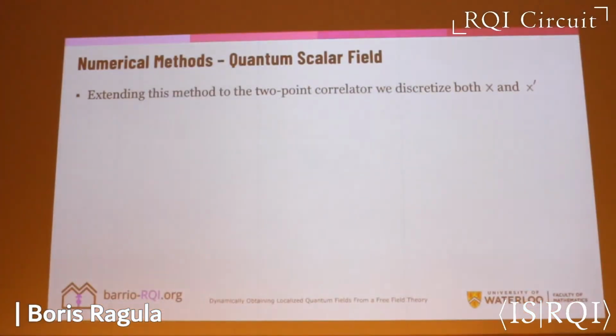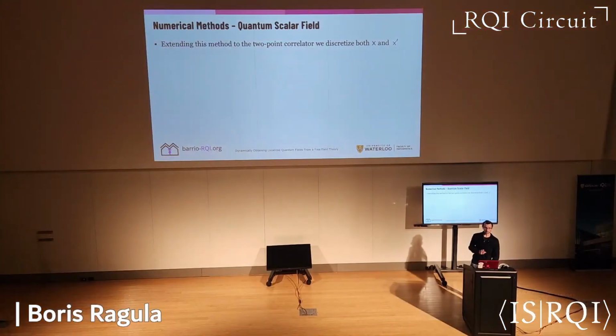So with that, we extend this method to the two-point correlator, and we discretize now both of its arguments. So we discretize x and x prime, and we denote these points in a very similar fashion to what we did earlier. The grid spacings will be defined as they were in the previous section, and we'll just take delta x and delta x prime to be equal, delta t and delta t prime to be equal.